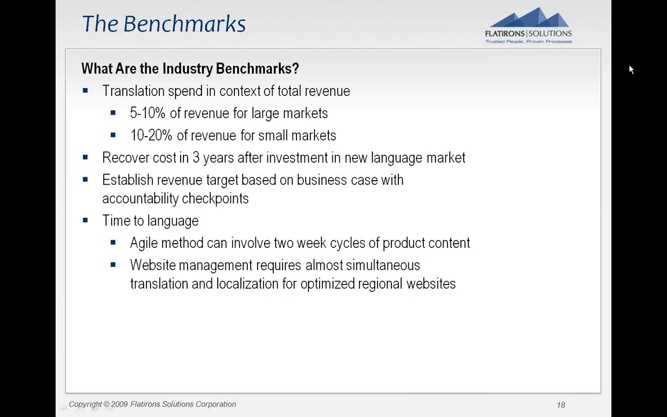Time to language, agile method can involve as short of time as 2-week cycles. This is where data really becomes valuable on the translation side when you have reusable componentized chunks, or topics that can stand alone in some sort of context.